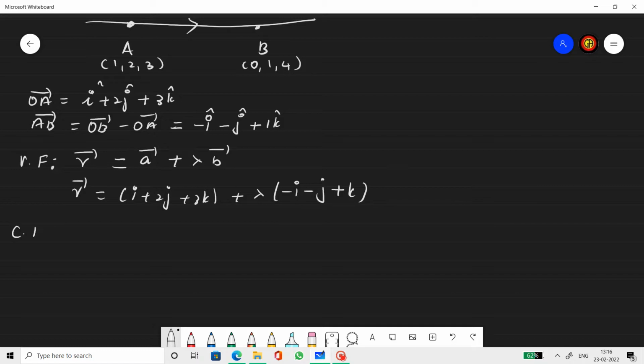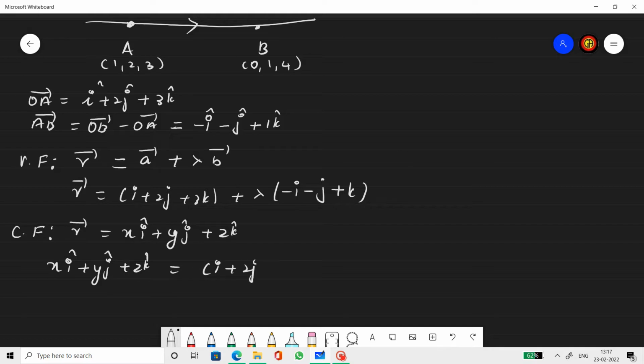Now I want the Cartesian form also for this. What is R vector? R vector is the arbitrary point's vector xi, yj and zk. If I put that in the place of R vector, I get xi plus yj plus zk cap equals i plus 2j plus 3k plus lambda times minus i minus j plus k. It's a must to put the cap. So you get it like this.